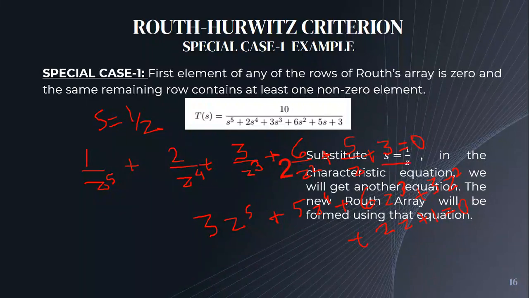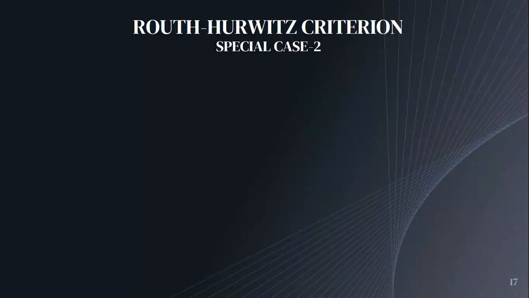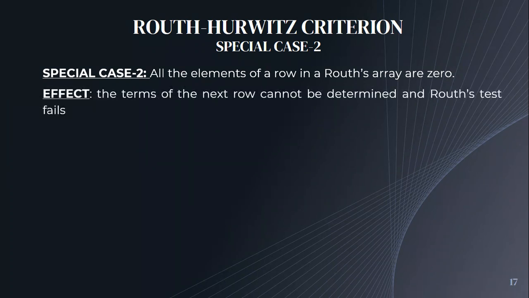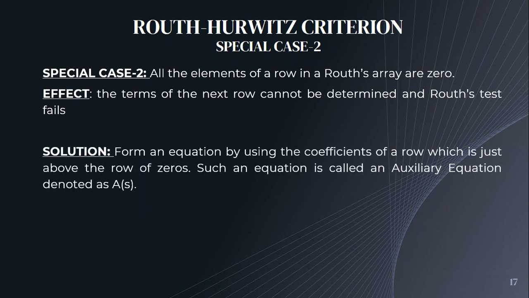Again, what I have done is substitute s equals 1 by z. Now if I talk about special case 2: in the first case, the first element of a row became 0. Now in the second case, if all the elements of a row become 0, we cannot move forward in such cases. So we will determine an auxiliary equation denoted by A of s.